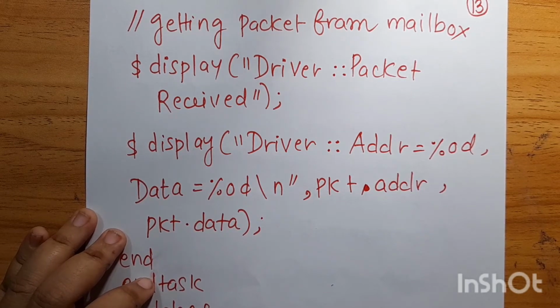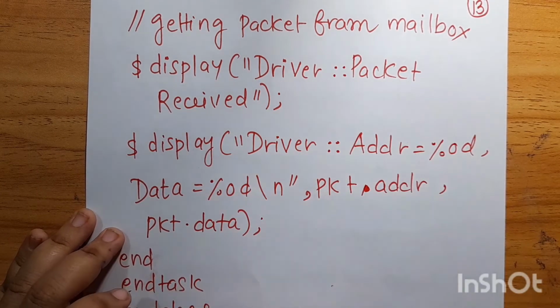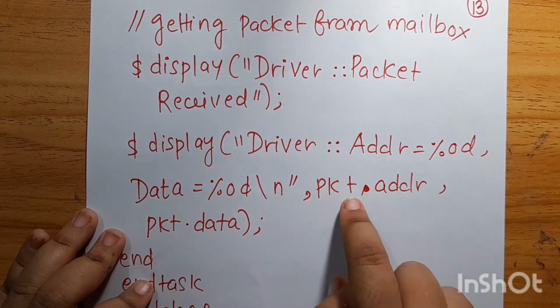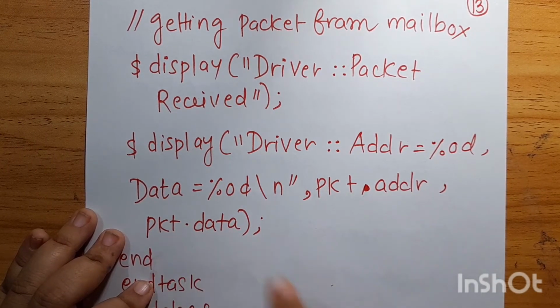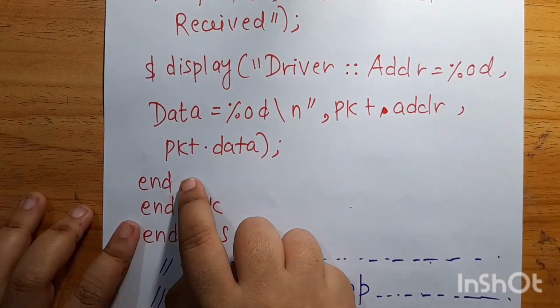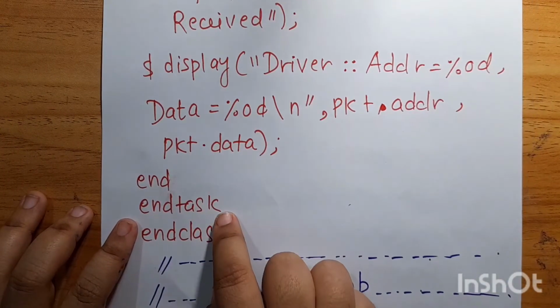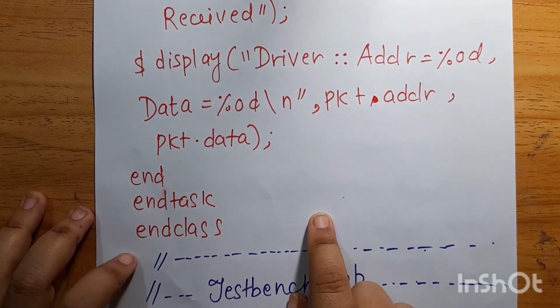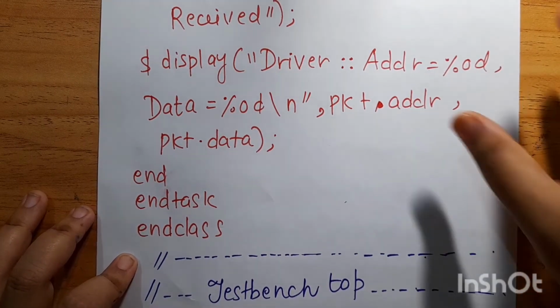After getting the packet from the mailbox: inside the mailbox, using put, we have sent the data from the generator, and the driver class retrieved the data. Here we are displaying the content, packet.address and packet.data. The hierarchical path has been provided, pkt.address, pkt.data. So here is the end for the repeat statement, begin end for the task run, then end class for the class driver.